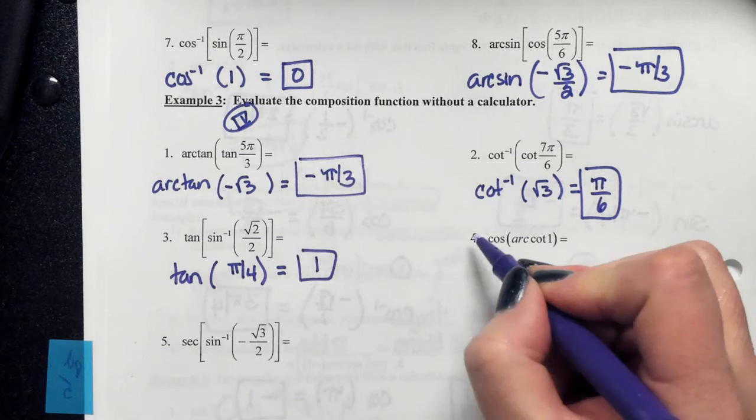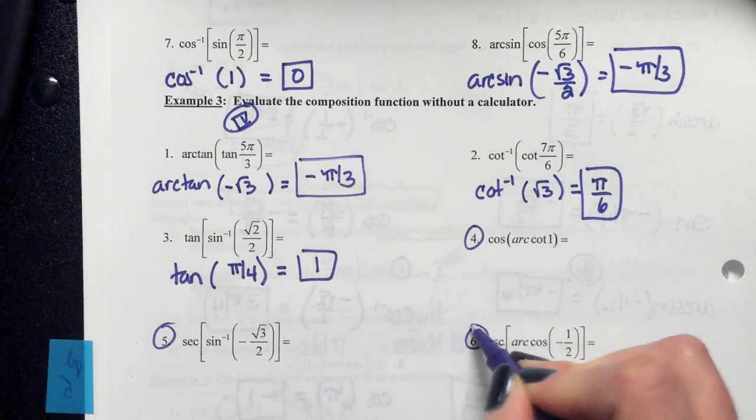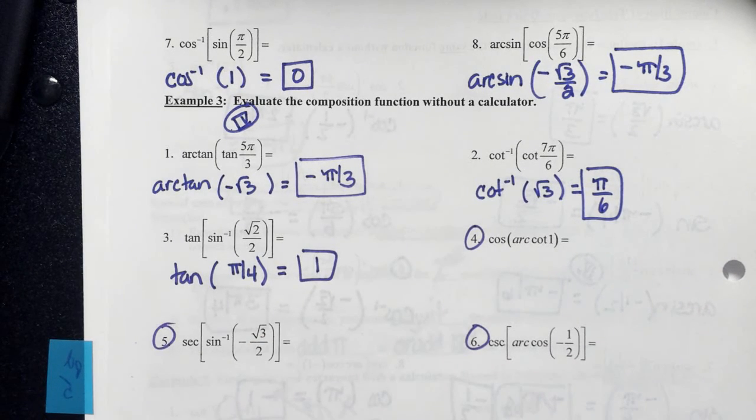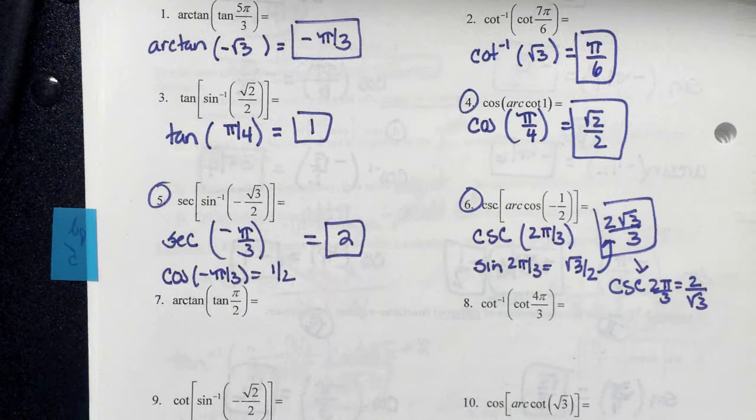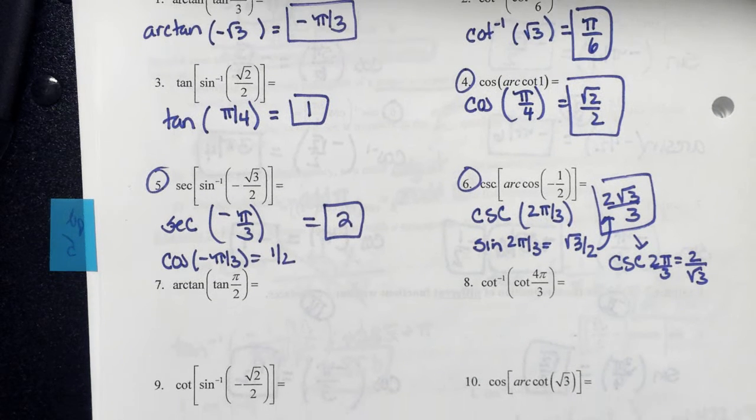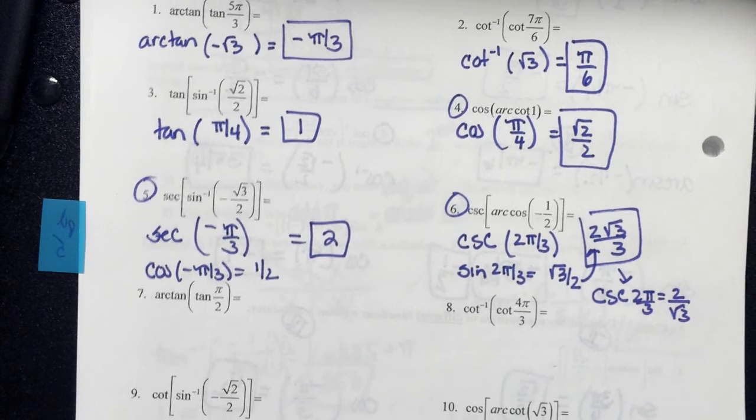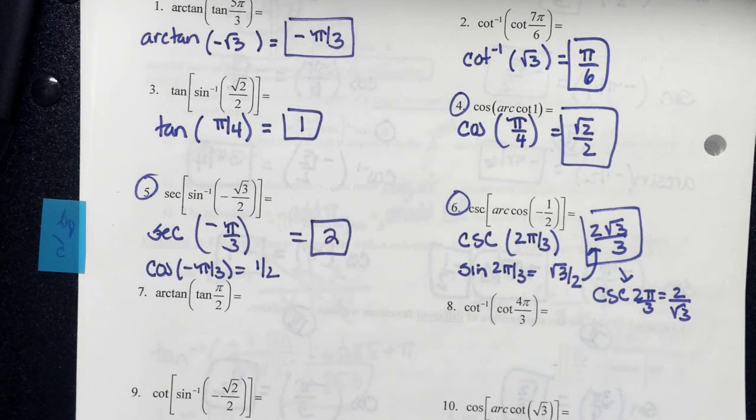You guys go ahead and do 4, 5, and 6 for me. So guys, for number 4, hopefully you guys came up with √2/2. So any questions on number 4 where we got √2/2 from?